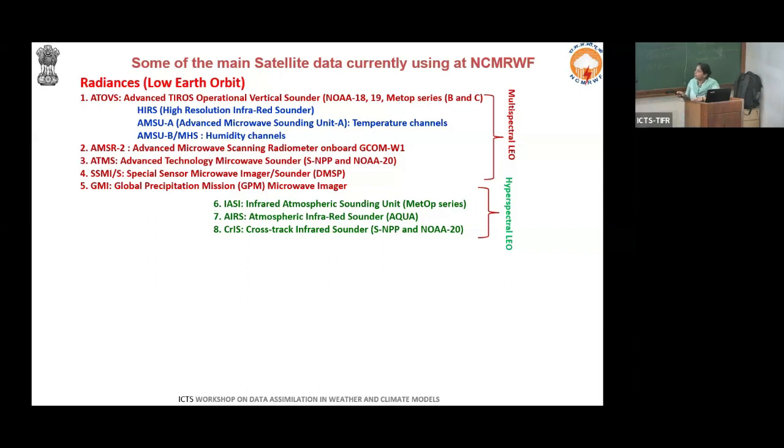And AMSR2 also has some 14 channels, and ATMS has 22 channels. Like that, there is a limited number of channels in these multispectral instruments. Then comes the hyperspectral. Hyperspectral, she already explained.